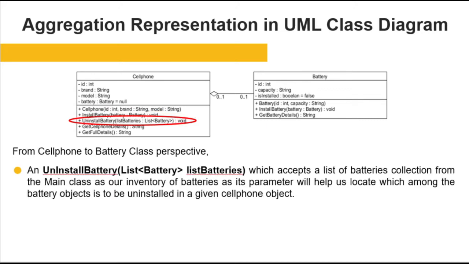Since the sample code translation later will be dealing with multiple battery objects, we will define a list batteries collection object in the main class to handle the storage of values for every battery object being created, and it will serve as our battery inventory. An uninstallBattery method, which accepts the list of batteries collection from the main class as its parameter, will help us locate which among the battery objects is to be uninstalled in a given cell phone object. This method indicates the functionality of aggregation wherein we can disconnect an object from its previous related object.